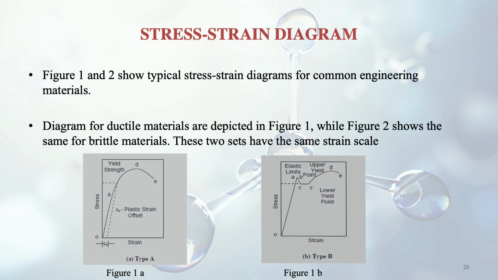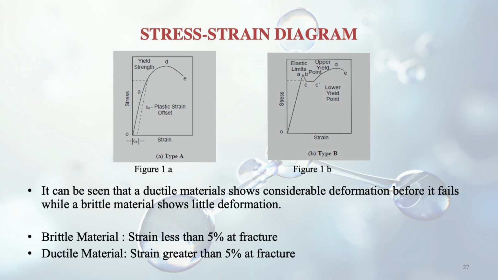It can be seen that a ductile material shows considerable deformation before it fails, while a brittle material shows little deformation. This is the difference between brittle and ductile materials. Also, for brittle materials, the strain is less than 5% at fracture, and for ductile materials, the strain is more than 5% at fracture. This is one more difference between the brittle and the ductile materials.